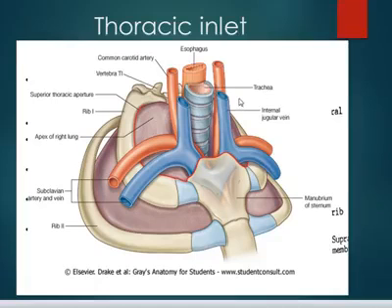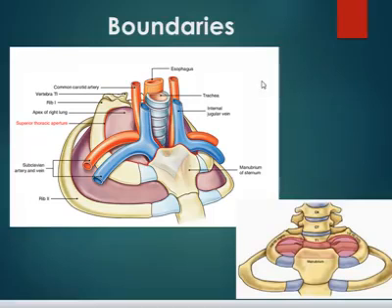Thoracic inlet or superior thoracic aperture is basically upper end of the thorax which is continuous with the neck. Thoracic inlet is bounded anteriorly by upper border of manubrium sterni, posteriorly by superior surface of first thoracic vertebra, and on each side by first rib.